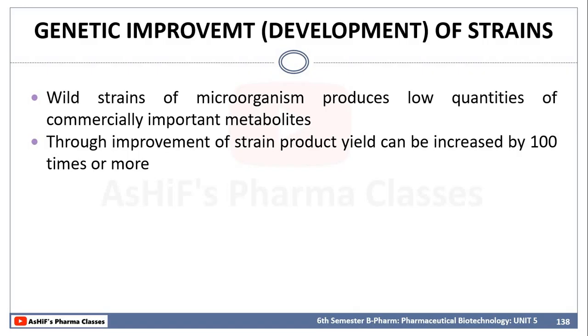Low quantity of commercially important products. So by improving the yield or by improving the genetical constituents, we can increase the yield 100 times or more.